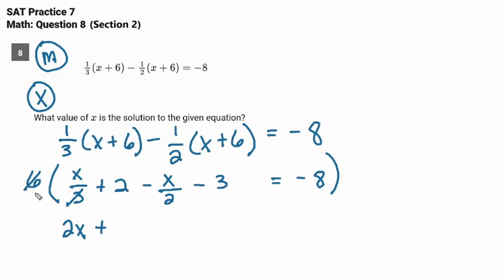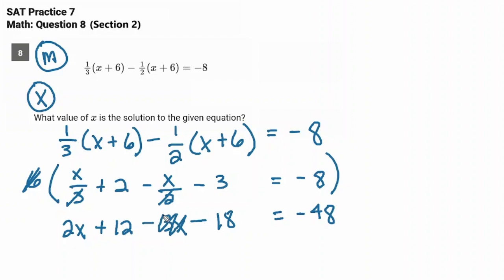Remember, every term, 6 times 2 is 12, minus 6 times x over 2. So again, reduce. It's going to be 3x minus 6 times 3, 18. And then don't forget this, 6 times negative 8, negative 48. If you can get here, you're pretty much home free.